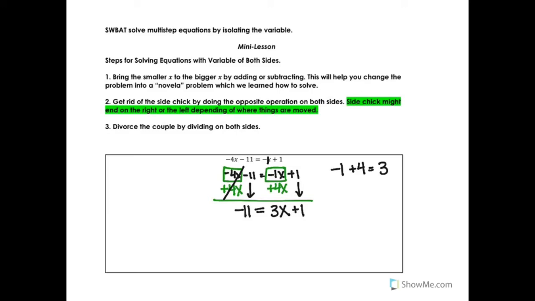So now that I only have one couple, I'm able to identify who my couple is and who my side chick is in order to start getting the variable by itself. So in this equation, my couple is the positive 3x. And my side chick, remember your side chick is always going to be on the same side of the couple. Okay, it's not on the opposite side, it's always on the same side of the couple because this is the thing that's trying to bother or get in between your couple. So in this case, my side chick is this positive 1 that I have here.